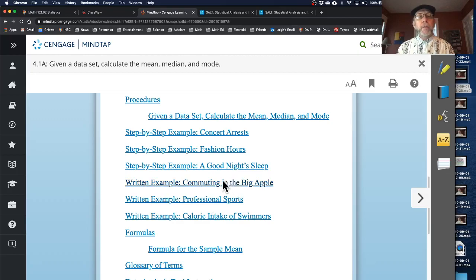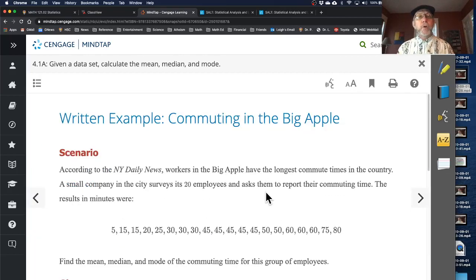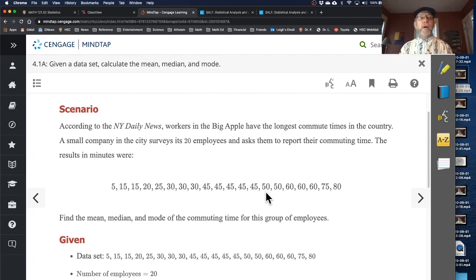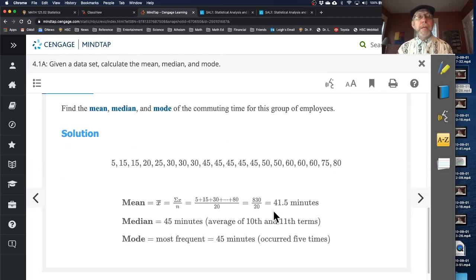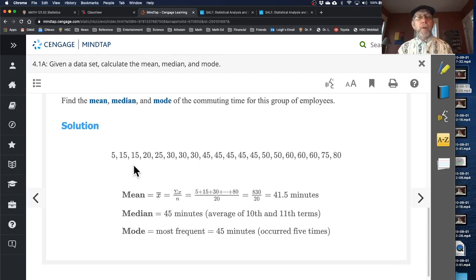I think I wanted to look at the commuting times in the Big Apple. So here is a data set consisting of the commuting times in minutes of 20 employees, and I believe they're from New York City. And they just ask us to find the mean, the median, and the mode. So the data are given to us in sorted order. To find the mean, we would simply add up all those values and then divide by the number of values we have. So if you add them up, you get 830, divide that by 20, and you get the mean of 41.5 minutes.